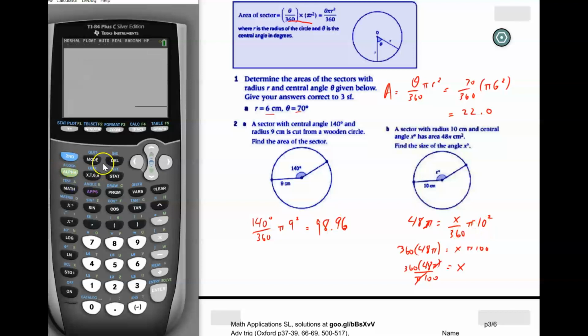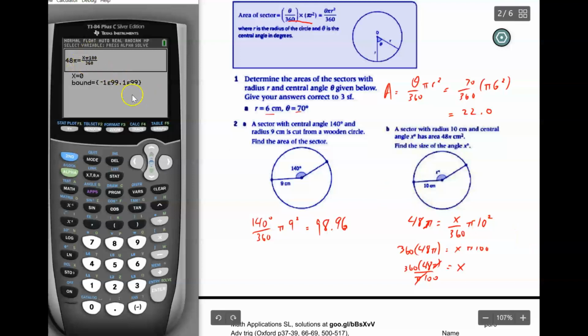We're going to use math, and we're going to go to the vertical fraction. And we're going to put x times pi times 100 divided by 360. And then we press OK. And so we have our formula input into it exactly like it is here, right? Except for instead of 10 squared, I already put 100.